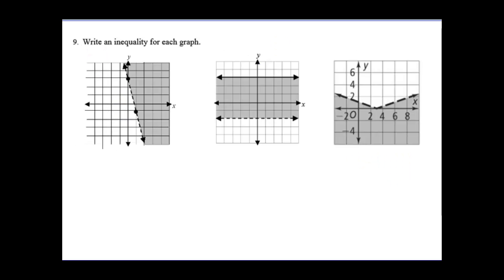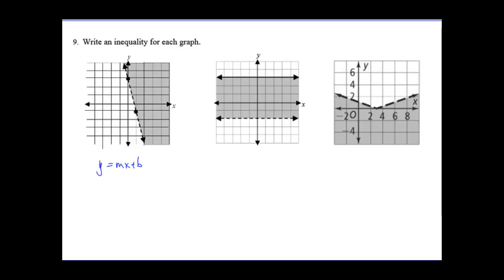Now we want to take it a little further and go backwards. We want to write the inequality for each graph. So you're given the graph. Now we want to rewrite, hopefully using our parent functions, the actual inequalities. Notice on number 9, it is a single y equals mx plus b. So we're going to think in these terms, y equals mx plus b.